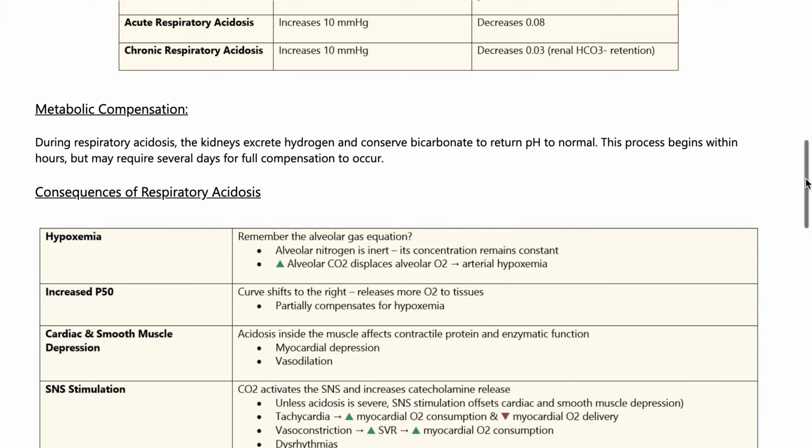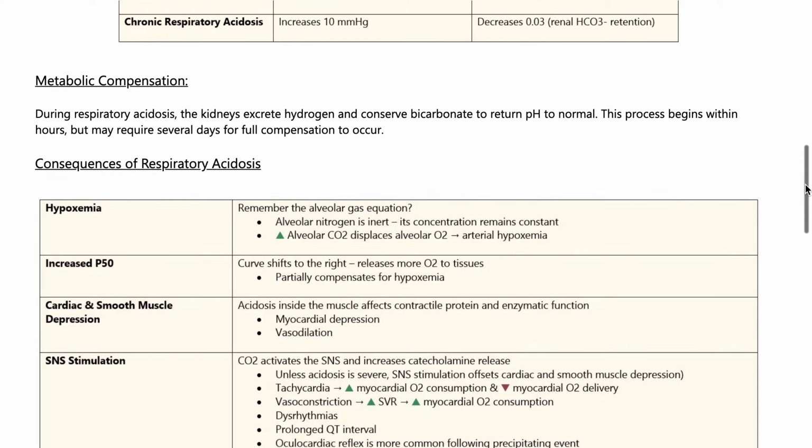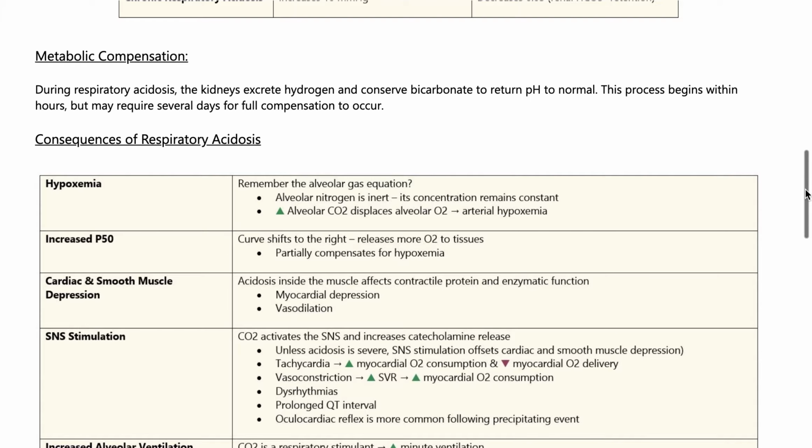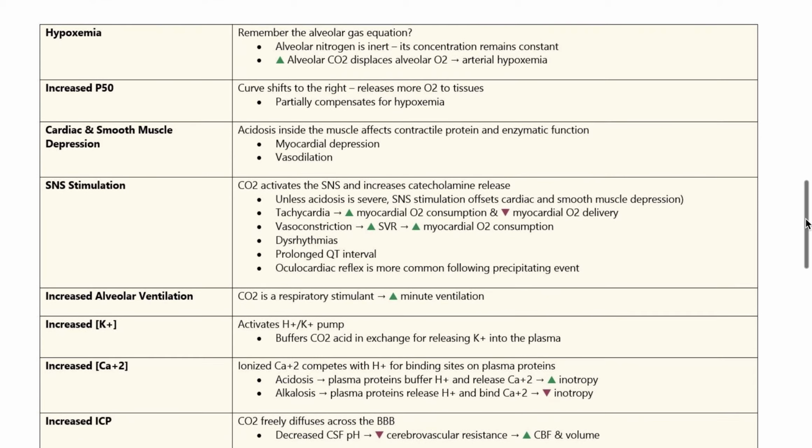Regarding metabolic compensation, during respiratory acidosis, the kidneys excrete hydrogen and conserve bicarb to return the pH to normal. This process begins within hours, but may require several days for full compensation to occur. Consequences of respiratory acidosis are listed in the table below.